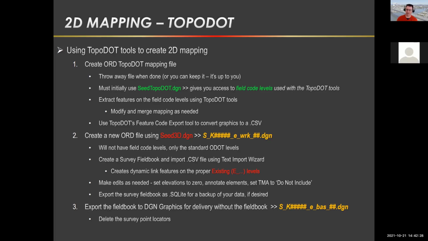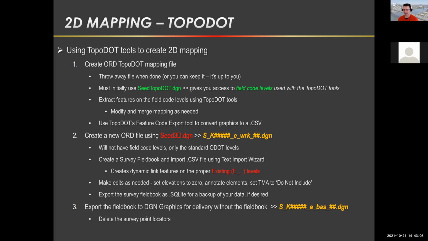The second file you're going to create, if you're working in ProjectWise, is going to be your eWork 01, 2, 3, whatever it is, file. And that's going to be done using the 3D seed file. So the seed TopoDOT file that we created in step 1 is going to have all those field code levels. So we do not want to deliver a file with all of those field code levels. All that we want is those existing E levels in our file delivery. So that's why we have to create this second file with just the standard ODOT levels.